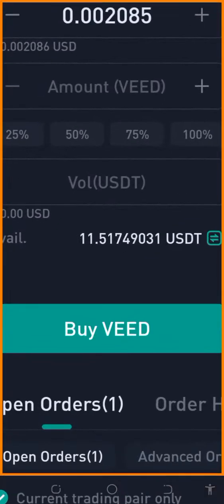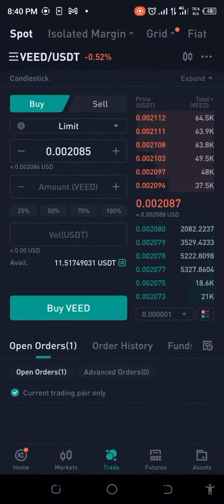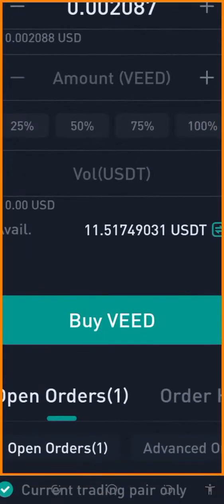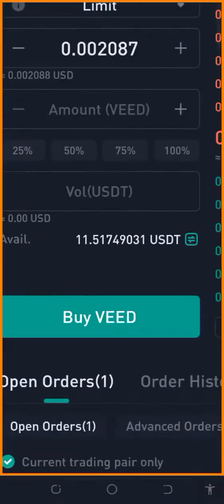We have 11.51. Actually, we should have gotten more, but as you can see, the price has been fluctuating up and down. We were able to sell it at 0.002085. That's how much we sold it. Now it changed to 87. It will keep on going up and down. The truth of the matter is, we started out this trade with 11.47.